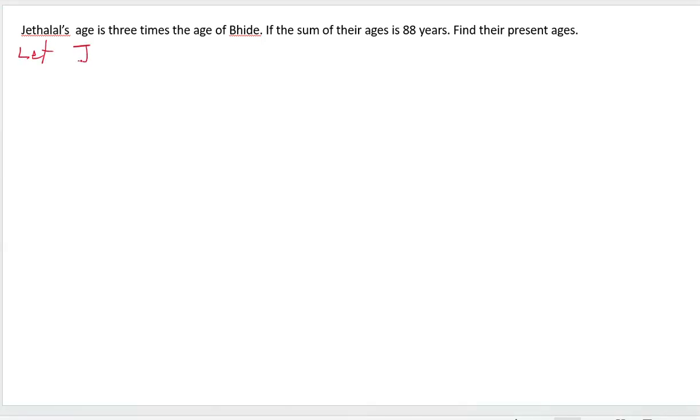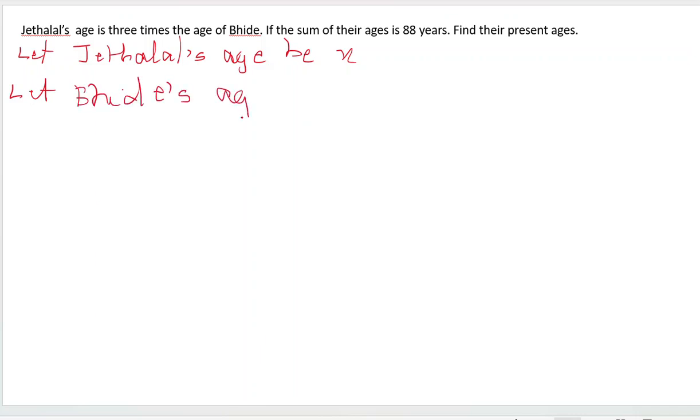Let Jetalal's age be X and Bide's age be Y. This is how we start. Now we see if there is anything about 5 years in the future or 3 years back. If you read the question, Jetalal's age is 3 times Bide's age, and the sum of the ages is 88. There is nothing happening in the future or in the past, so we directly attack the problem.